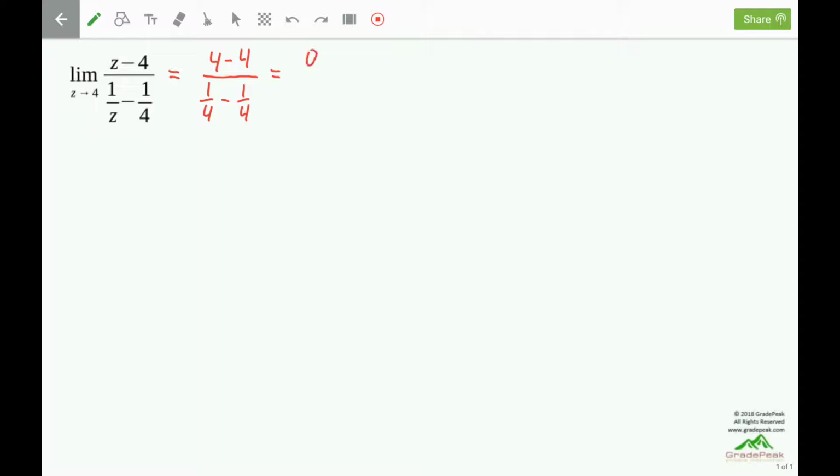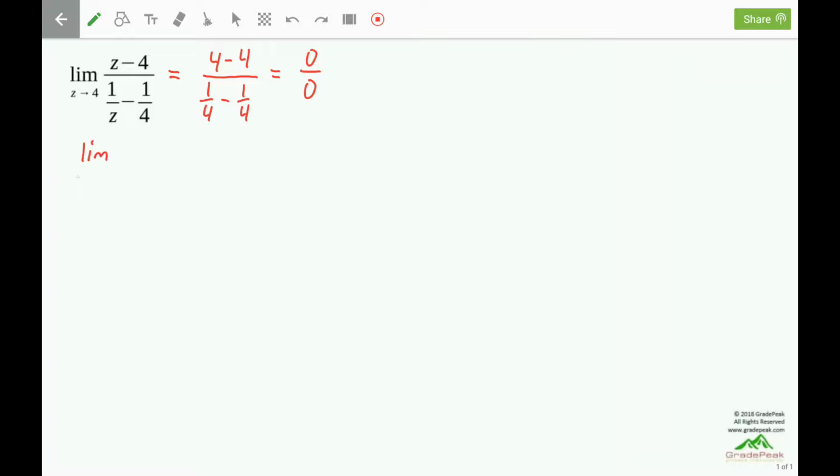In the numerator 4 minus 4 is 0. In the denominator 1 over 4 minus 1 over 4 is also a 0. We have the 0 over 0 indeterminate form. We will need to rework the problem since this does have a combination of fractions happening in the denominator here. We can try to rework this using the common denominator method.